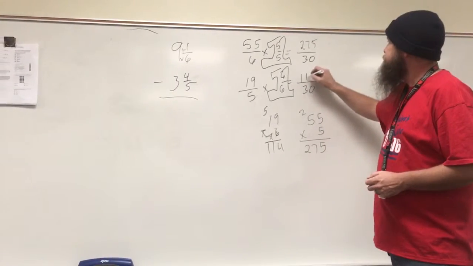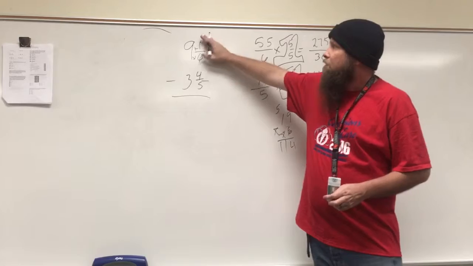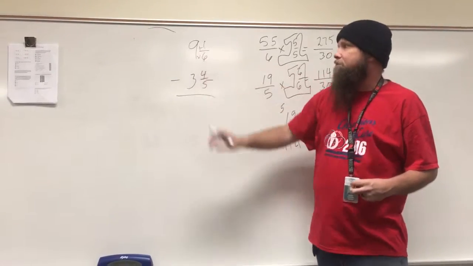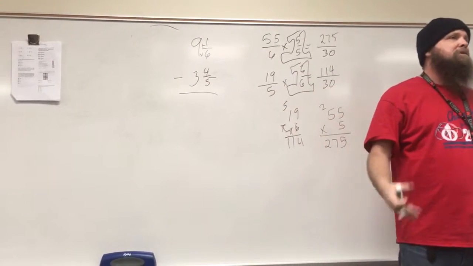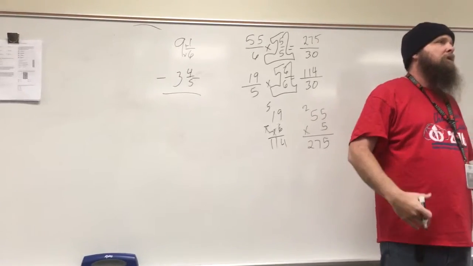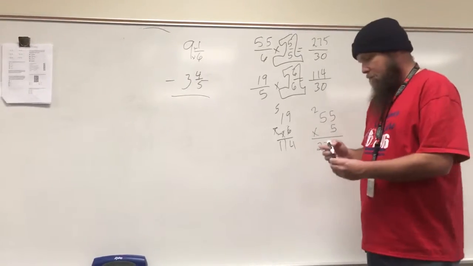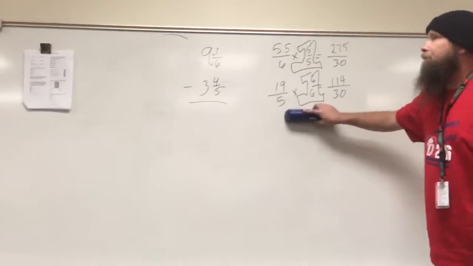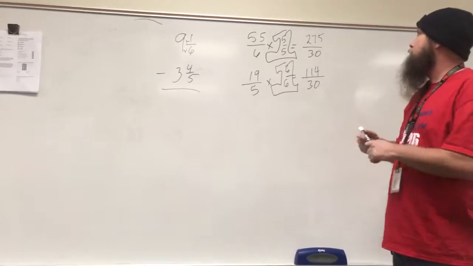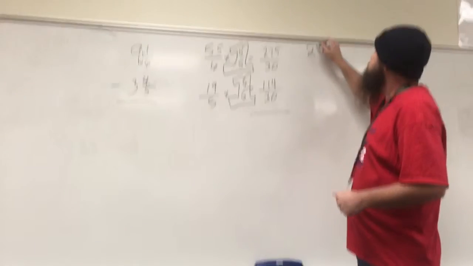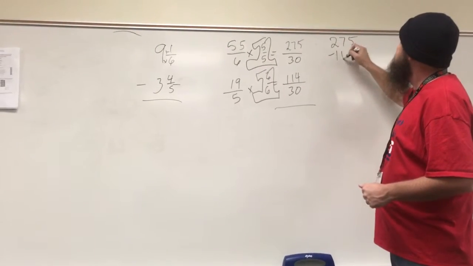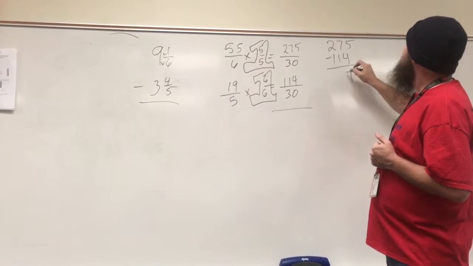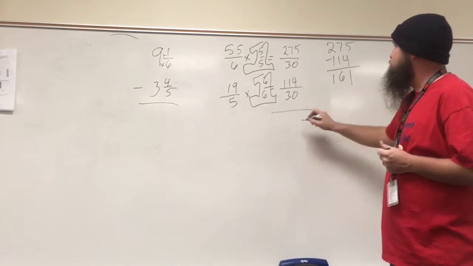Now remember, if I just look at my whole numbers, I have 9 minus 3, so my answer is going to be somewhere around 6. Somewhere around 6, doing my estimation. So then I have 275 thirtieths minus 114 thirtieths. That's a 161.